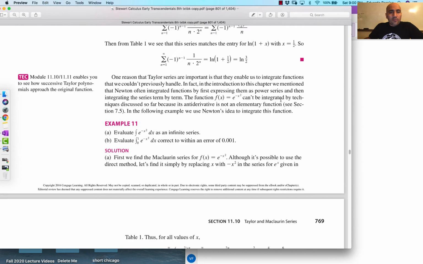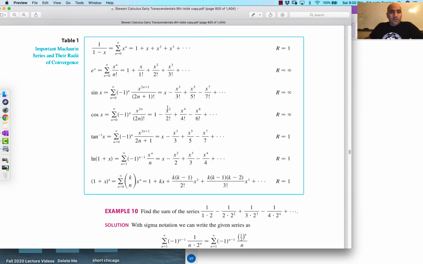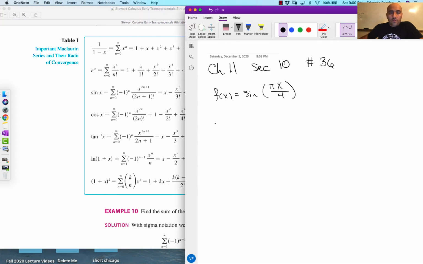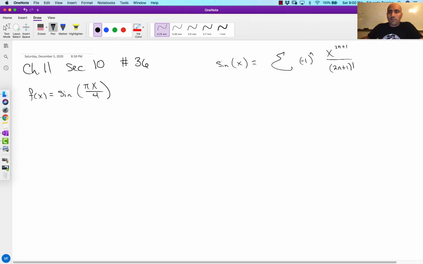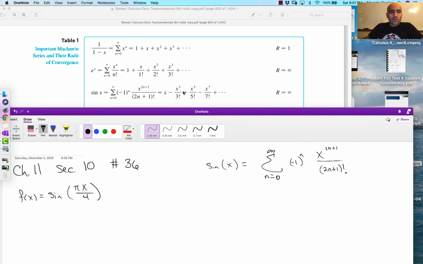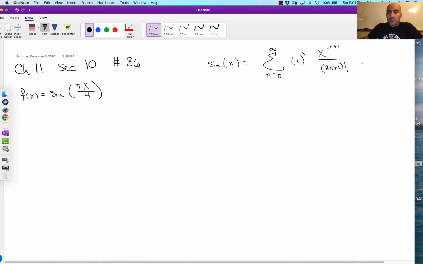So we come up here to our table. So here's our table. We want to use this guy. So we know that sine is the one that has odd powers, -1, odd powers, okay? So, something to do with this, and the radius of convergence is infinity. So this is for x being a member of negative infinity to positive infinity. Okay, so we want to apply that.